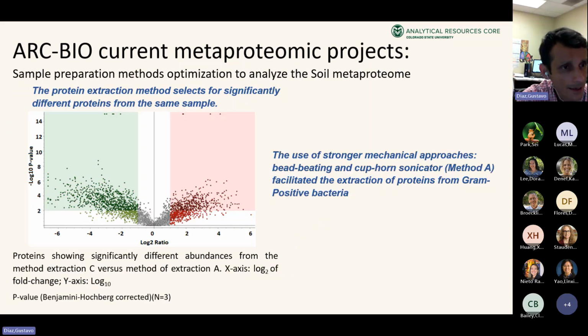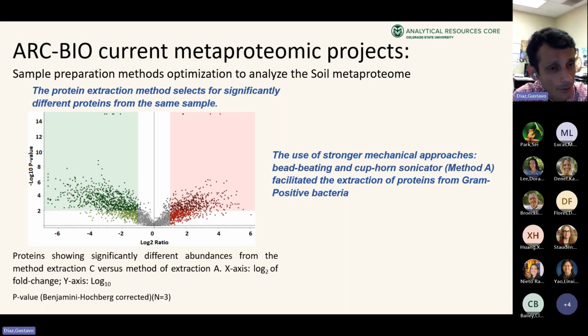So far, we were able to find that the protein extraction method selects for proteins that are significantly different, even using the exact same sample. Meaning, depending on how you extract the proteins from those microorganisms, or how you precipitate the proteins, you have a bias in the selection of the proteins. This is critical for analysis, and it might be critical to respond to biological questions.